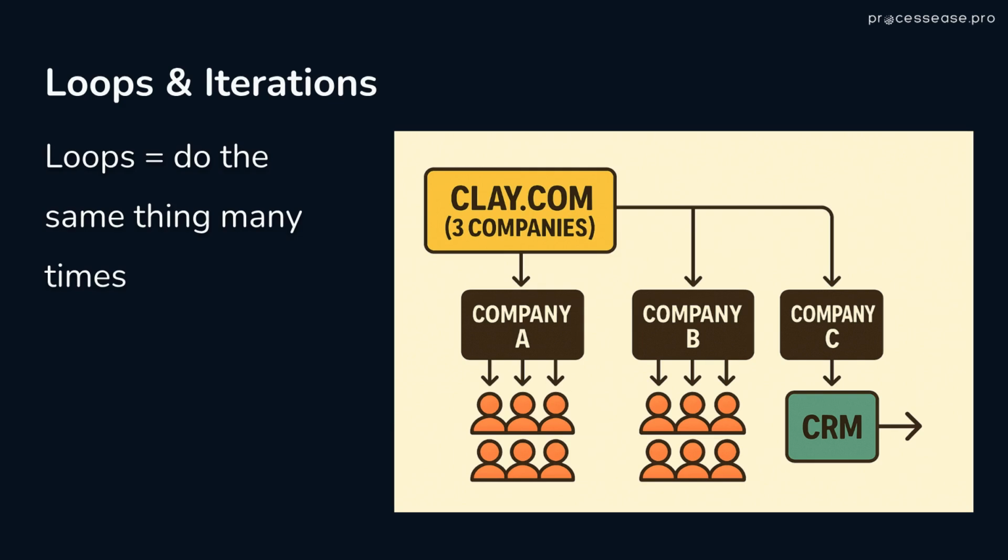So the simple idea is this: one workflow run can handle one item or many items. A loop lets you process a list one by one with the same logic. This is how automations scale without becoming messy.